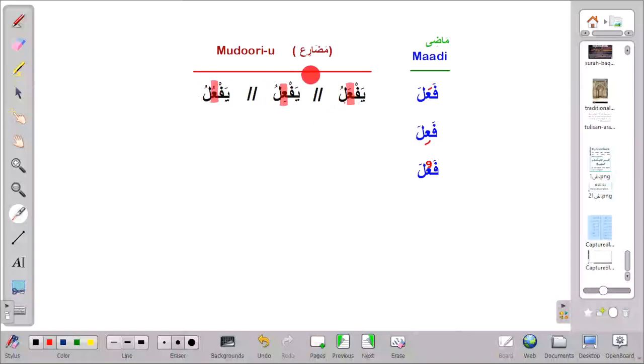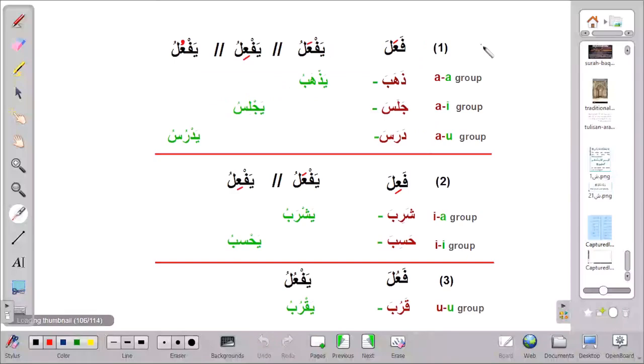Okay, so these are the patterns in which the fi'l mudari comes. It could be yaf'alu, yaf'ilu, or yaf'ulu. Now look at it, that's a simplified version here. So I said that the first one, the fi'l al-madi, the past tense, could either be fa'ala, fa'ila, or fa'ula. Right? We have said this, and then we said that the fi'l al-mudari, the present tense or the future tense, could also be three forms: yaf'alu, yaf'ilu, or yaf'ulu. I hope that is clear.